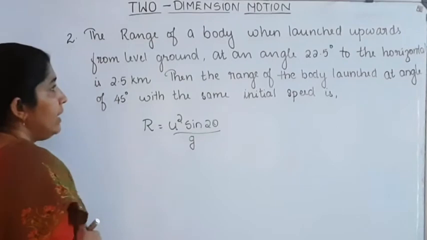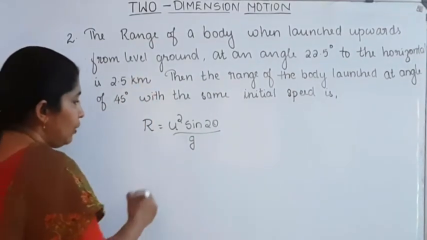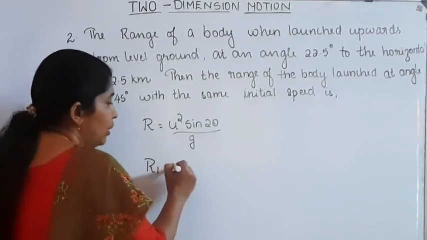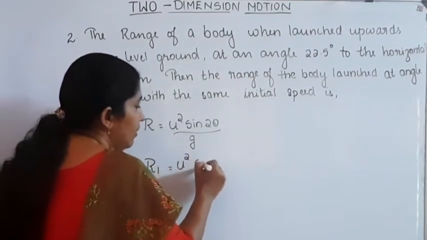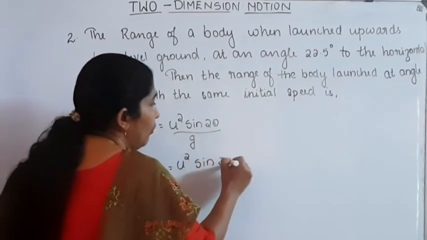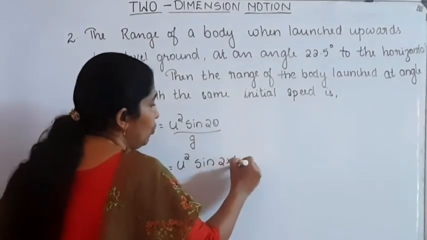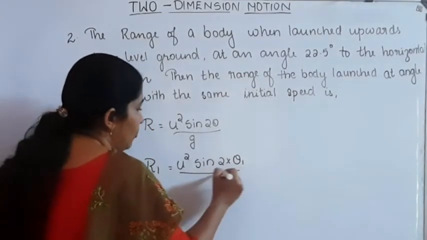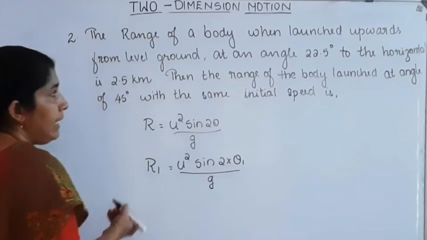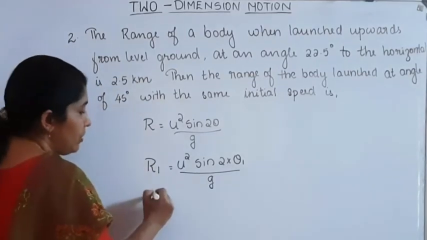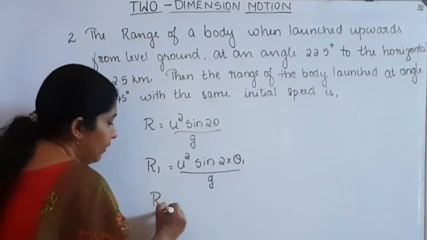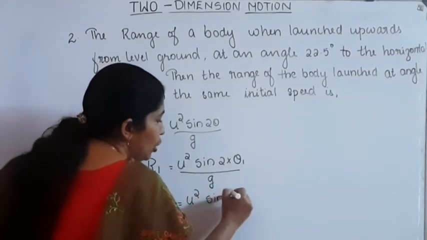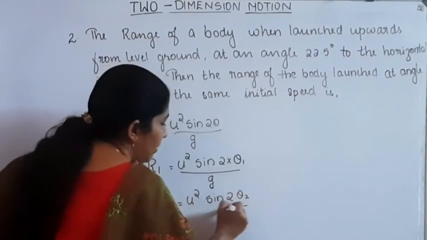Okay, the range of the projectile in the first part of this question is taken as R1. R1 is equal to u square sine 2 theta divided by g, where theta is equal to 22.5 degrees, taken as theta 1. In the second part of this question, the range is taken as R2. R2 is equal to u square sine 2 theta 2 divided by g.